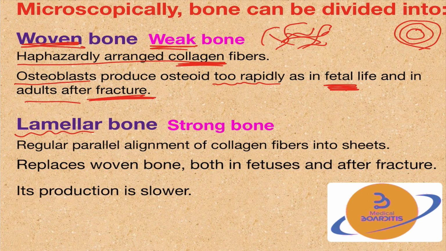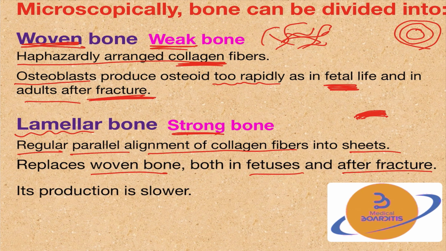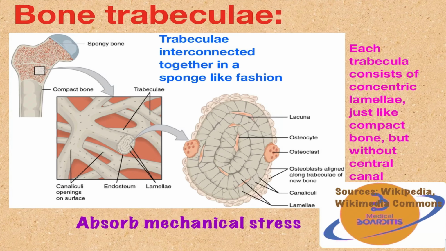So the lamellar bone is the strong bone. This is regular parallel alignment of collagen fibers into sheets. So the collagen is in a parallel alignment that makes these strong layers of lamella. And this will replace the woven bone both in fetuses and after fracture, and the thing is, its production is slower compared to the woven bone.